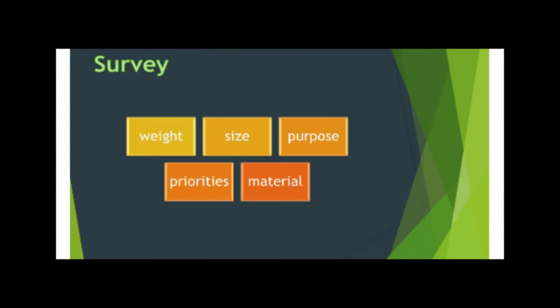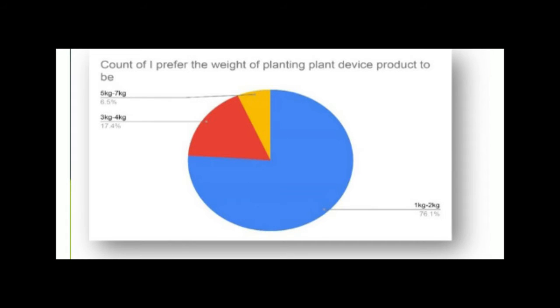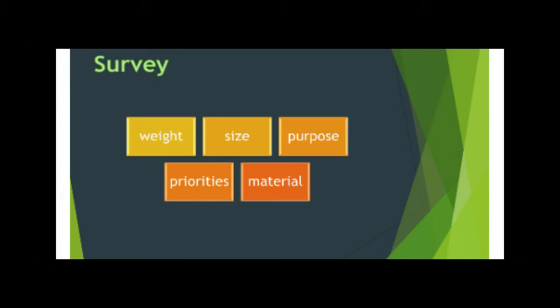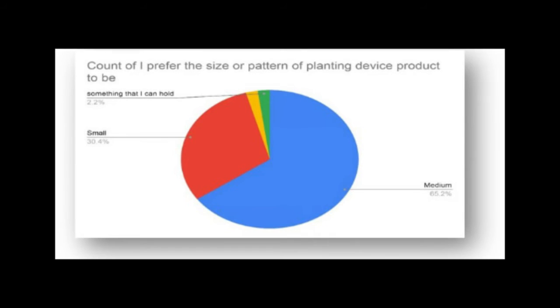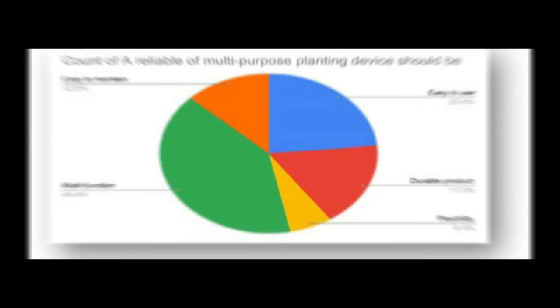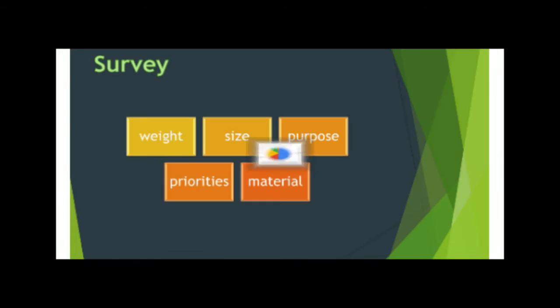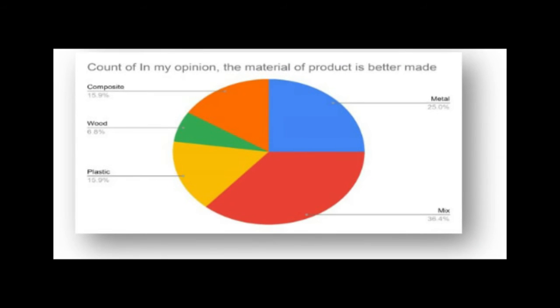For the survey, we focus on weight, size, purpose, priorities, and the material. As you can see in the result, 76% prefer the weight range from 1 kg to 2 kg, 65% prefer medium size, 40% prefer multifunction, 51% prefer function as a priority, and lastly 36% prefer the product to be made from mixed material.